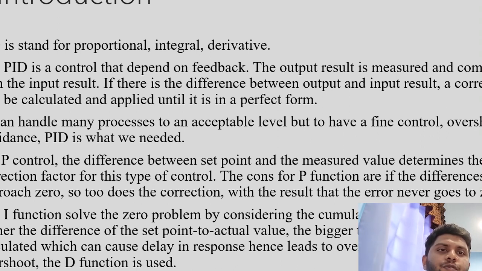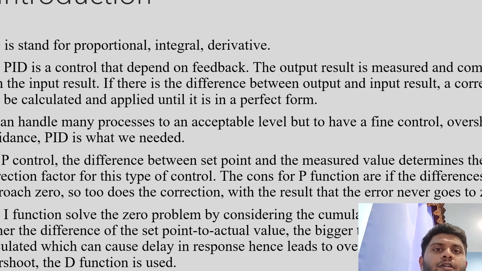If there's any difference between the output and the input result, a correction will be calculated and applied until it's in a perfect form. A PI can handle many processes to an acceptable level but lacks fine control. For overshoot avoidance, PID is what we need. For P control, the difference between a set point and the measured value determines the correction factor. The con of the P function is that if the difference approaches 0, so too does the correction, with the result that the error never goes to 0.